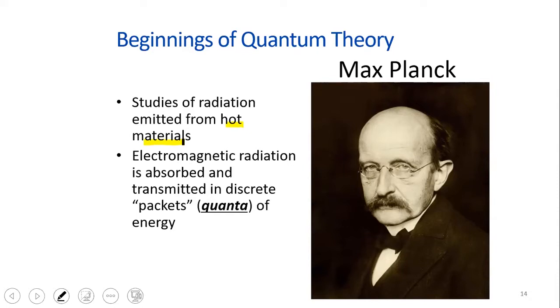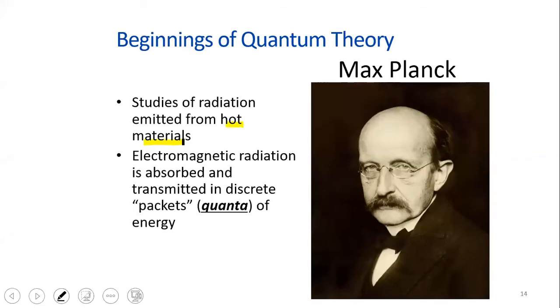And therefore, because of that, the light that was produced by these hot objects was produced by absorption and transmission of electromagnetic radiation in discrete packets. And that's what the word quantum means. It's like a packet. It's like a discrete amount of something, in this case of energy.